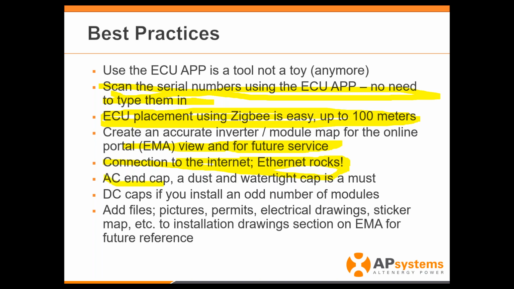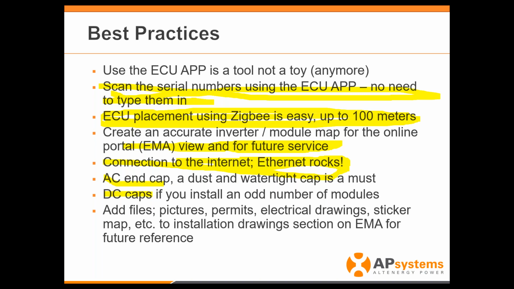AC end caps and DC caps. So at the end of every run for the AC, you need to put a cap on. I've seen too many terminations where they were not there. You're just going to leave live wires on the roof. Not a good choice. So put the AC cap on. It's dust tight, watertight, and it's got a little hook on it so you can actually do wire management.